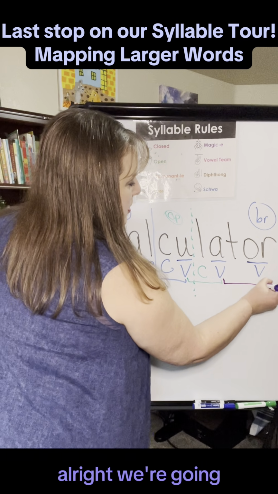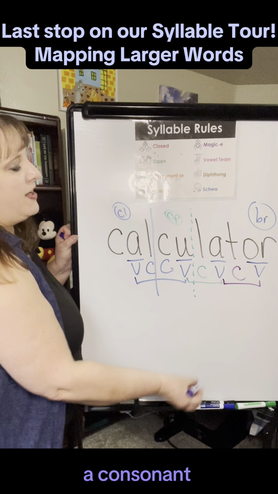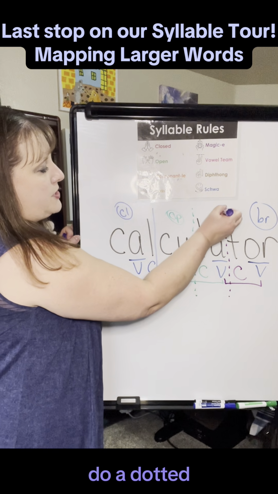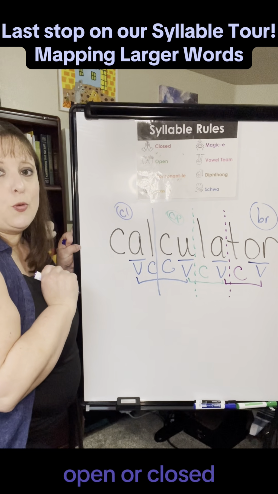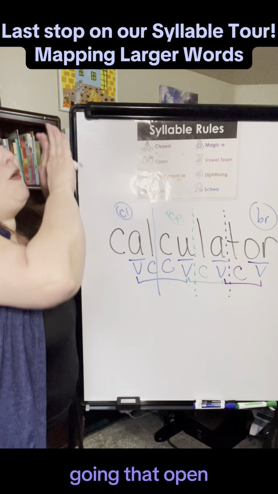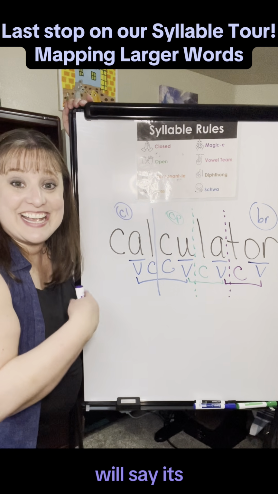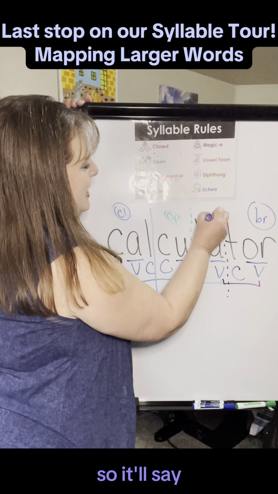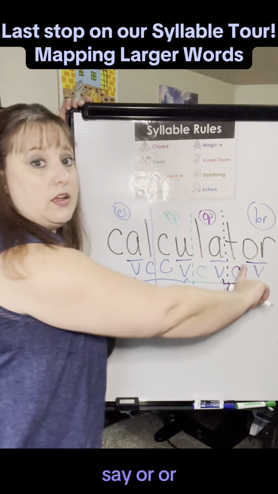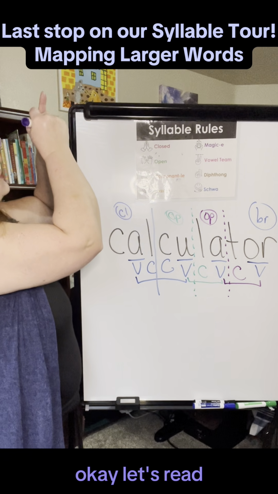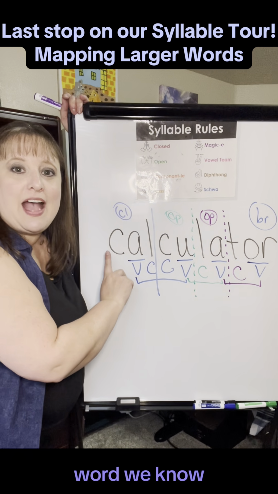All right, we're going over here. The T is a consonant. Oh, we have to do a dotted line before. So what would that A be? Open or closed? And my little kids would be going "open." They love open because it's freedom. And that vowel will say its name. So it'll say "A," and that'll say "or." Okay, let's read it and see if it's a word we know.